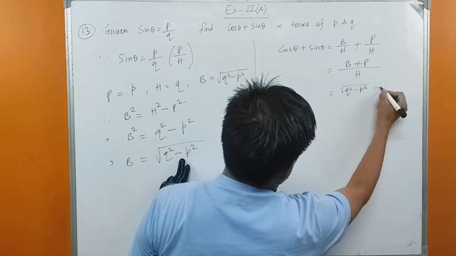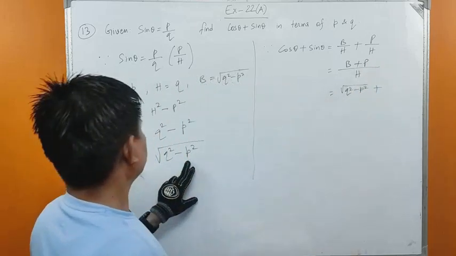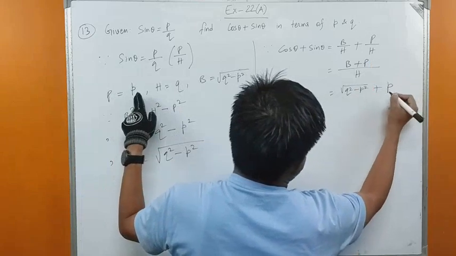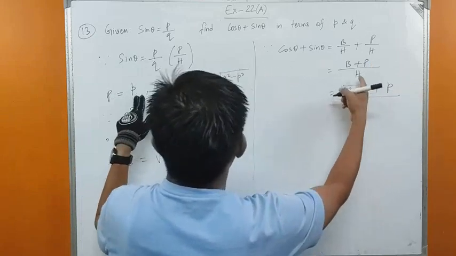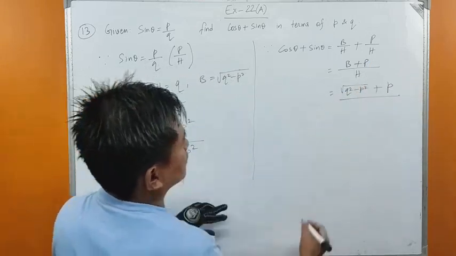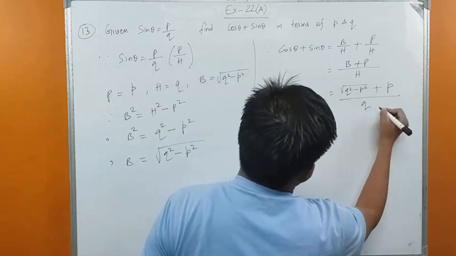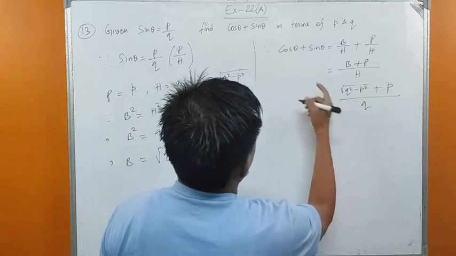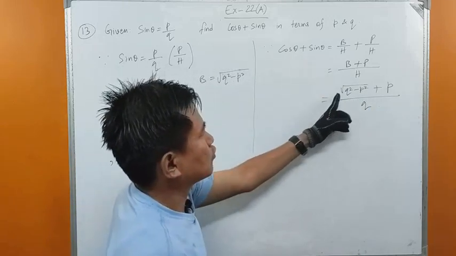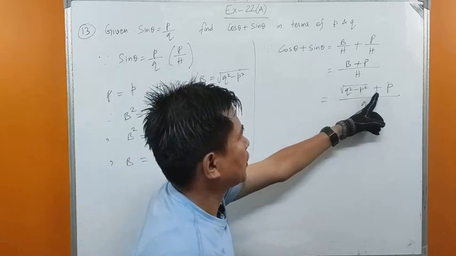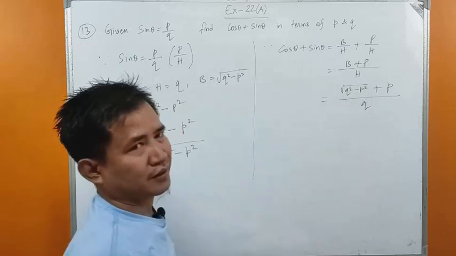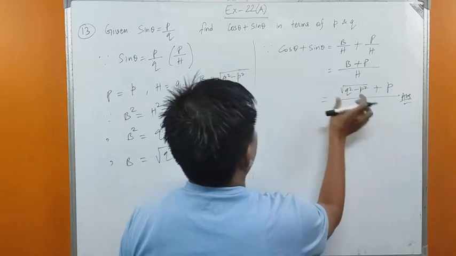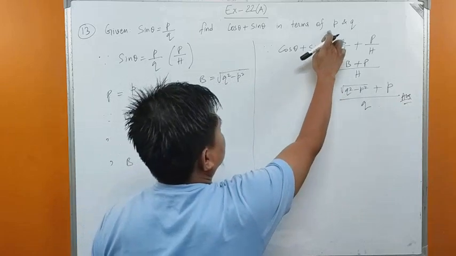Plus what is p? P is perpendicular, whole upon what is h? H is hypotenuse, and hypotenuse is q. So this is the answer. This is the value of cos theta plus sin theta: root under q square minus p square plus p, upon q. I hope you got this. So this is the value of cos theta plus sin theta in terms of p and q.